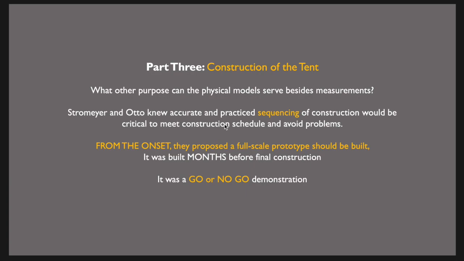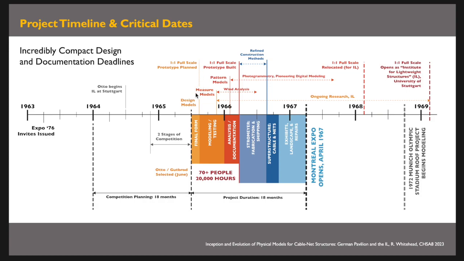So Strohmeyer and Otto knew that they had to practice the sequencing of building this. They have to be able to build this thing really, really quickly, right? I mean, in order to make this work, they only had weeks worth of time in order to actually construct the full thing. So from the onset, actually Otto and Strohmeyer proposed, and we can see this here, at the very onset of the design, a full-scale prototype was planned. They then worked for the funding of it and realized right when they were done with the design idea that they should try to build this.